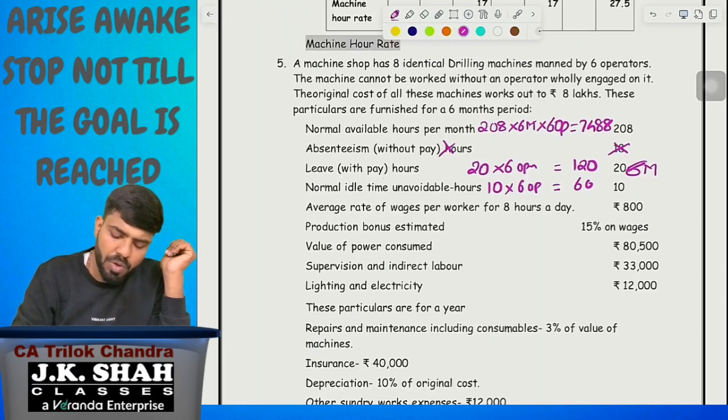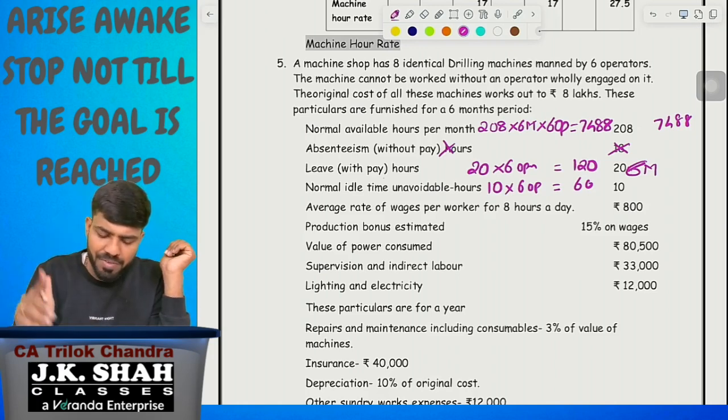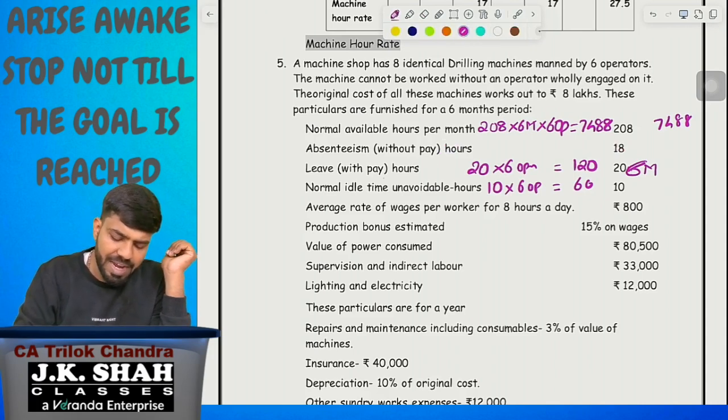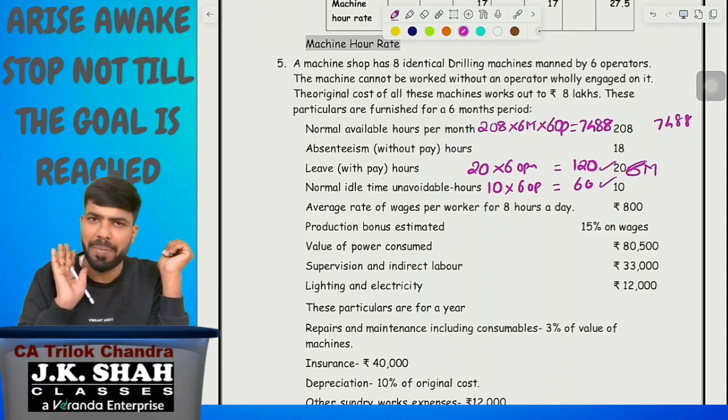Okay, now totally 7,488 hours are there. Within that, for how many hours are they not going to get the payment? Very simple, just for 18 hours. For the remaining hours they are going to get the payment.